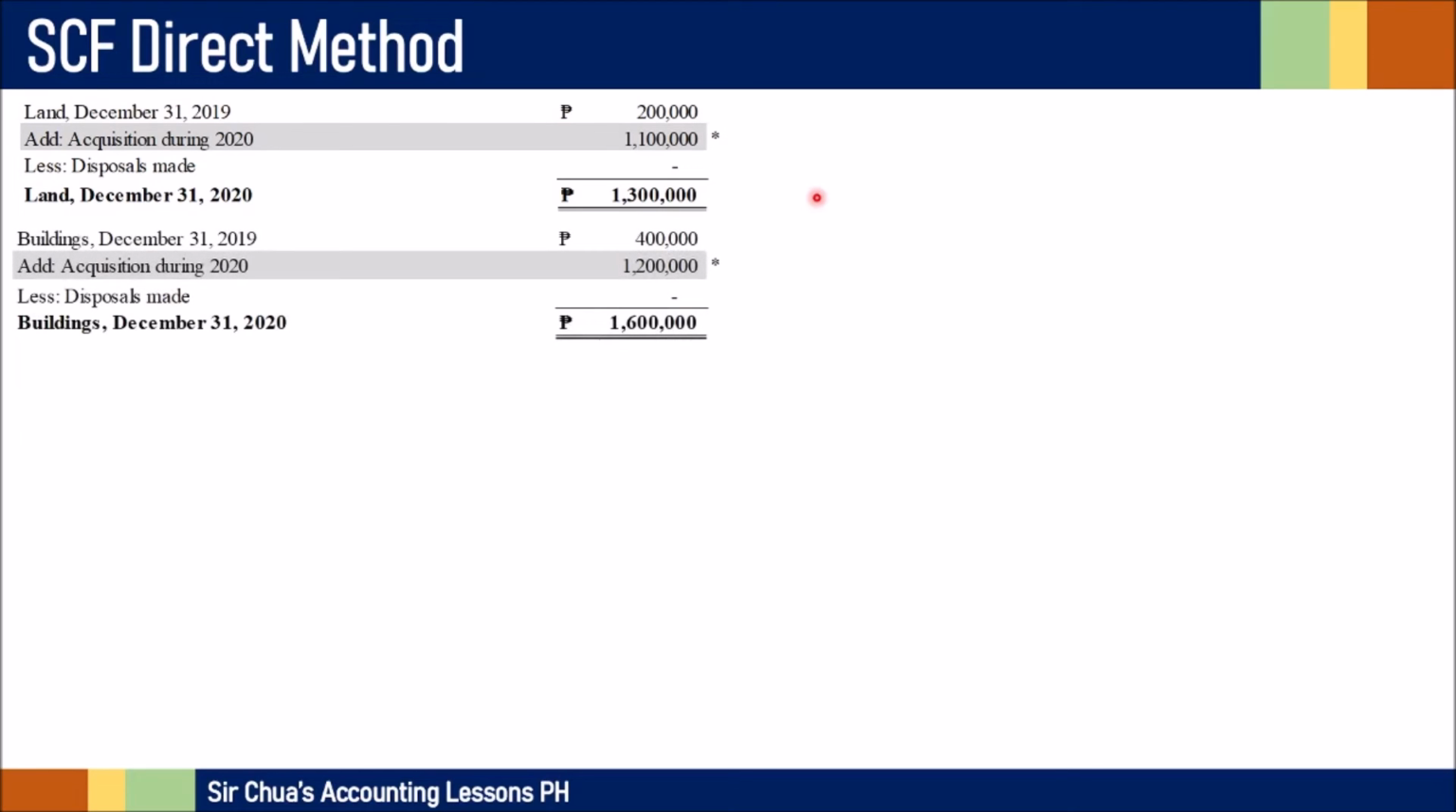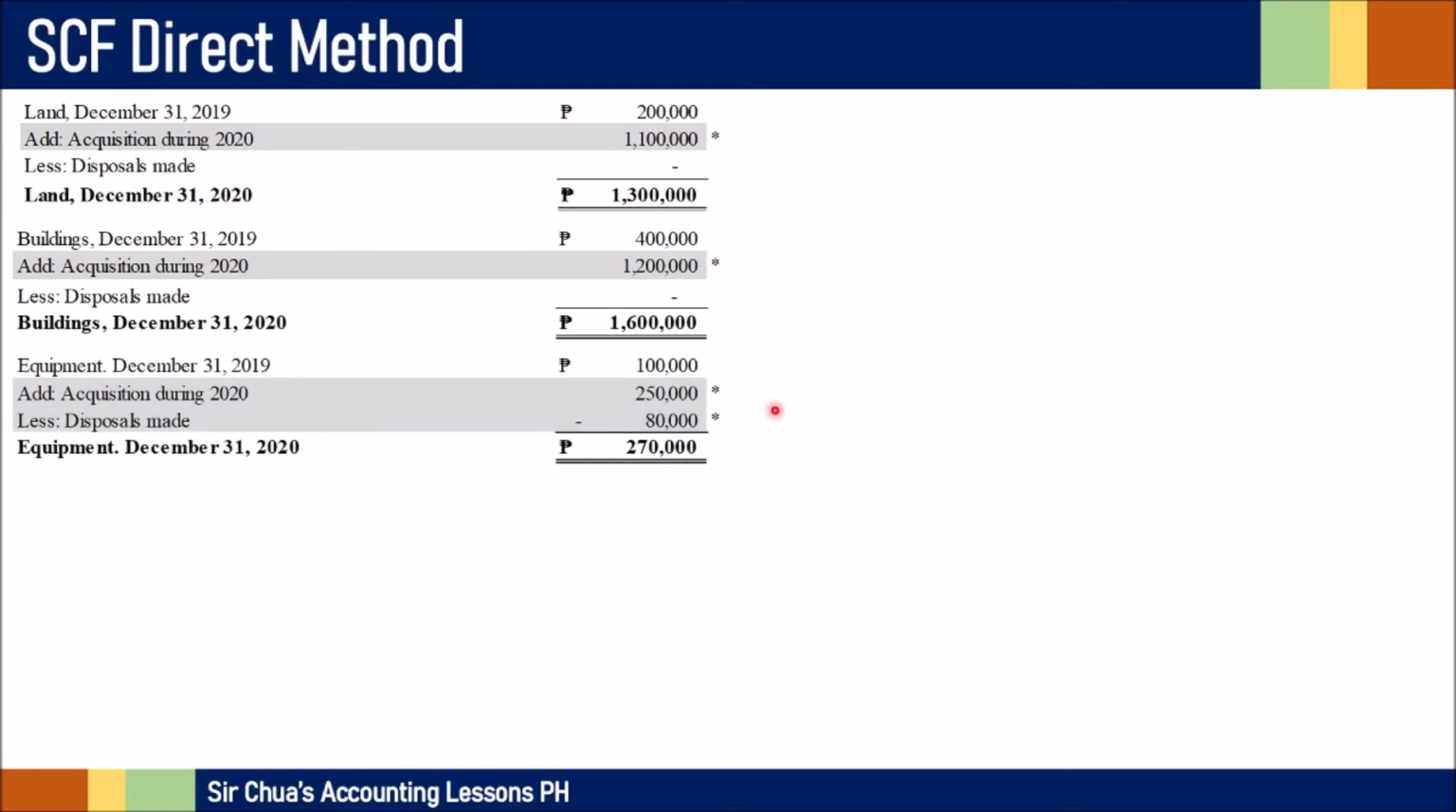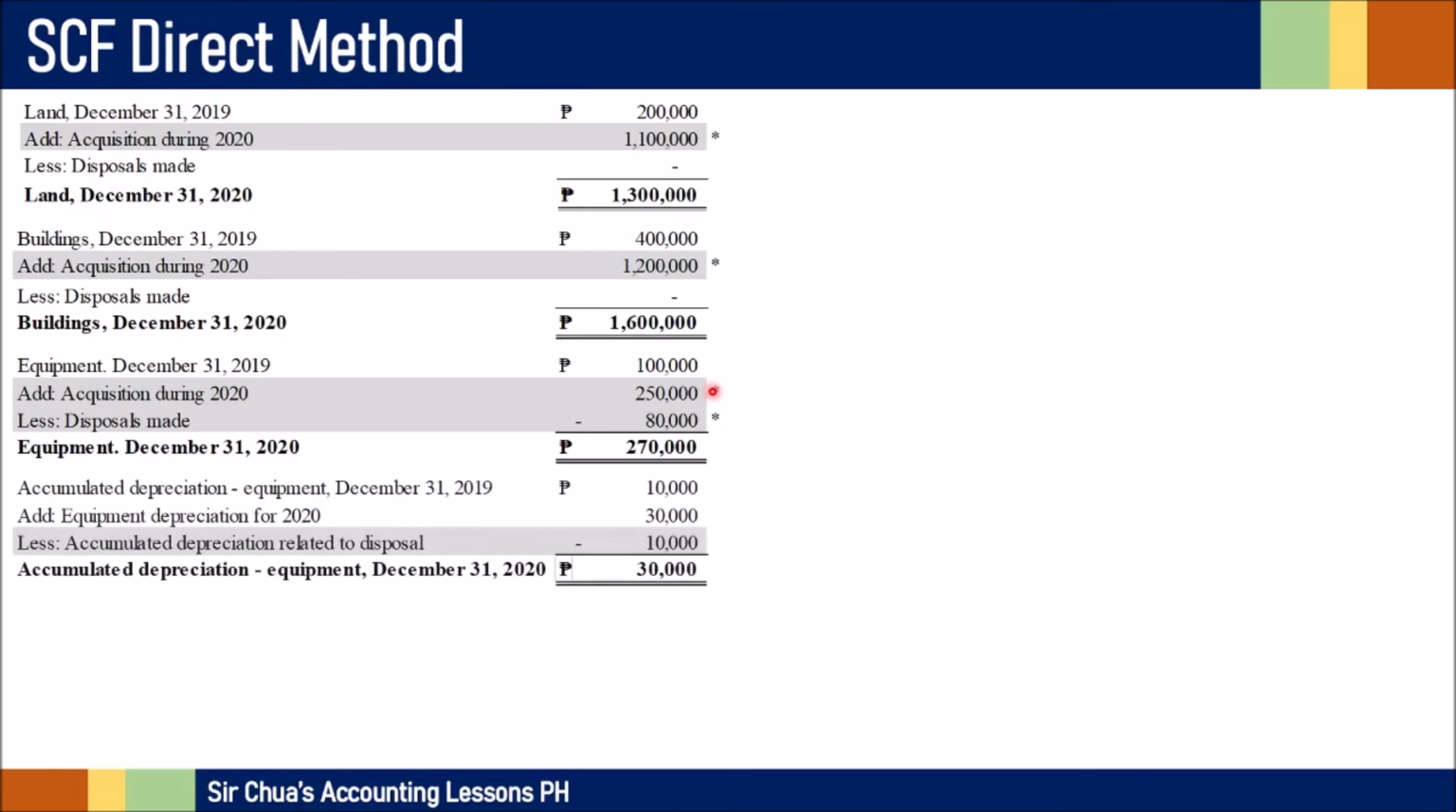And then for your building, we don't have any disposals of building, so you just squeeze out the acquisition. But actually, you can also see this 1,200,000 in the other information a while ago. And then for equipment, you just adjust it with the disposals made. So beginning balance plus acquisition, and then you have your ending balance. You squeeze your acquisition here, which is 250,000, and that also corresponds to the other information that we had earlier.